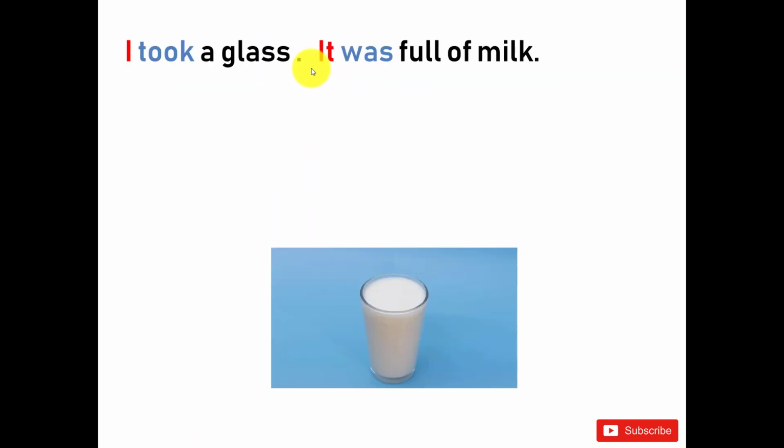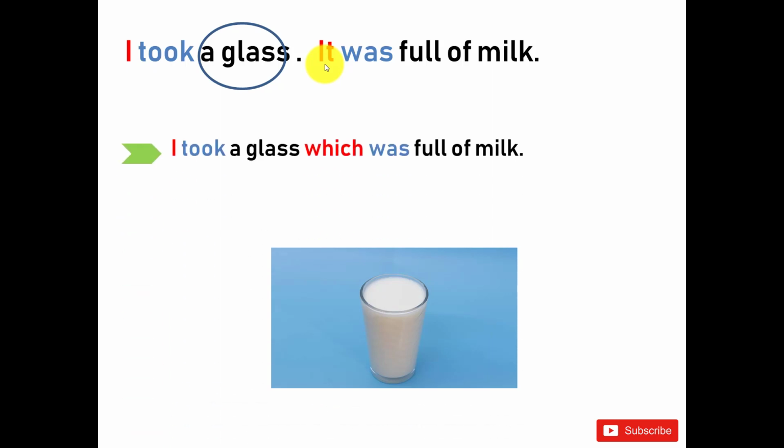Another example. I took a glass. It was full of milk. Right? So we are talking here about the glass. To make these two sentences one, we can say, I took a glass which was full of milk. Or I took a glass that was full of milk. So we drop the full stop and "it" because it represents the glass here.